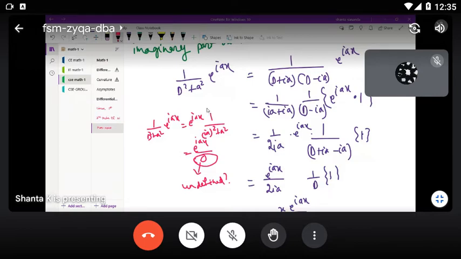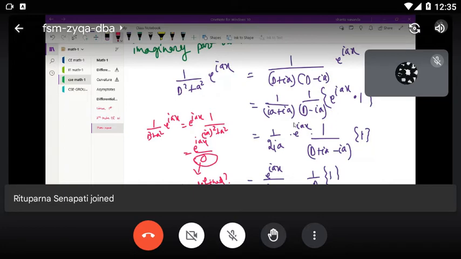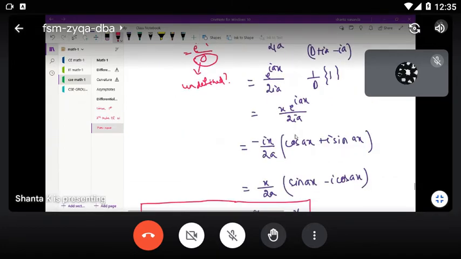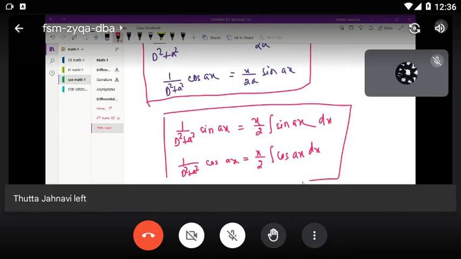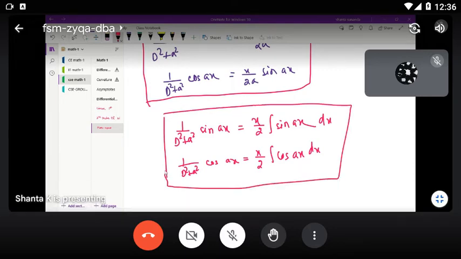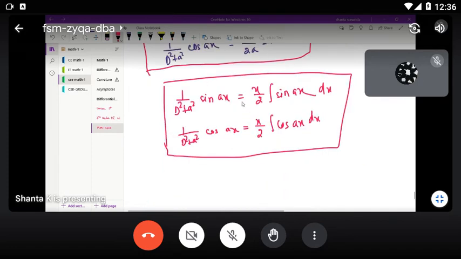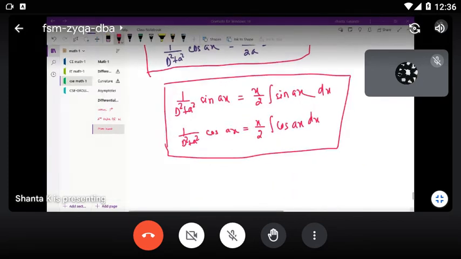Even if you use e power ax form, we are getting 0 in the denominator. So to avoid this, we are going in this form. If you don't remember, you proceed in this manner, or you can directly use this formula. If you integrate cos x, you get minus 1 by a sin x, or sin x minus a, and 1 by a cos x. If you want, you derive it; if you remember, you can use this one also. Got it?